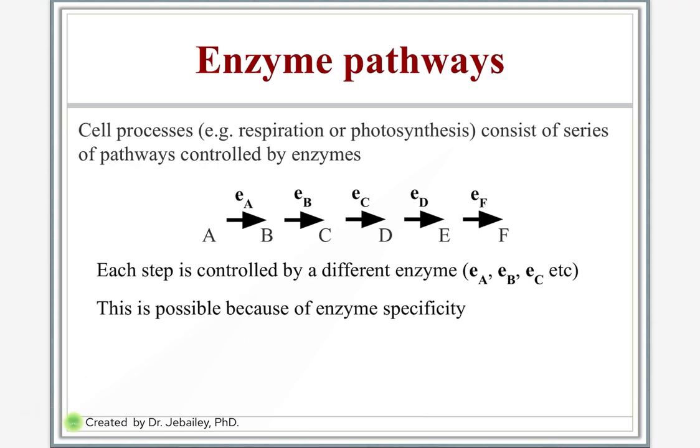Now that we have learned the two types, let's talk about the enzyme pathway. When you talk about cell processes like respiration and photosynthesis, they have a series of pathways controlled by enzymes. So here we have substrate A with enzyme A making product B, and then that product becomes a substrate reacting with an enzyme to become C, and then C becomes a substrate that reacts with enzyme C and makes product D. Then D becomes a substrate that reacts with enzyme D and makes product E, and then E becomes a substrate that works with the enzyme and becomes product F.